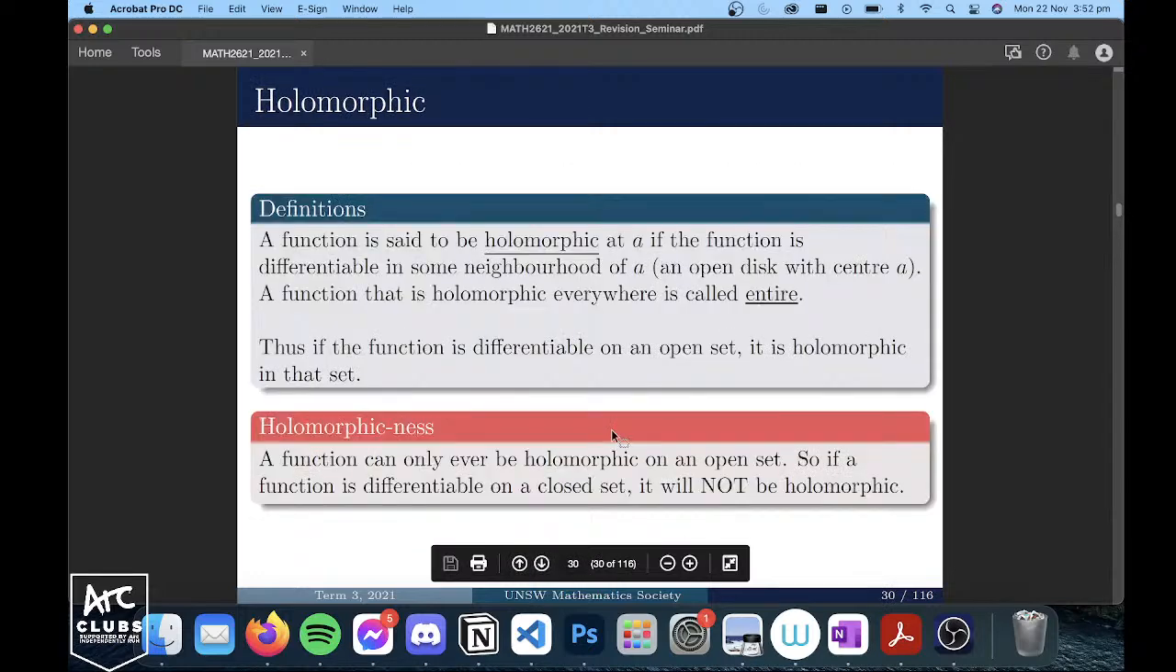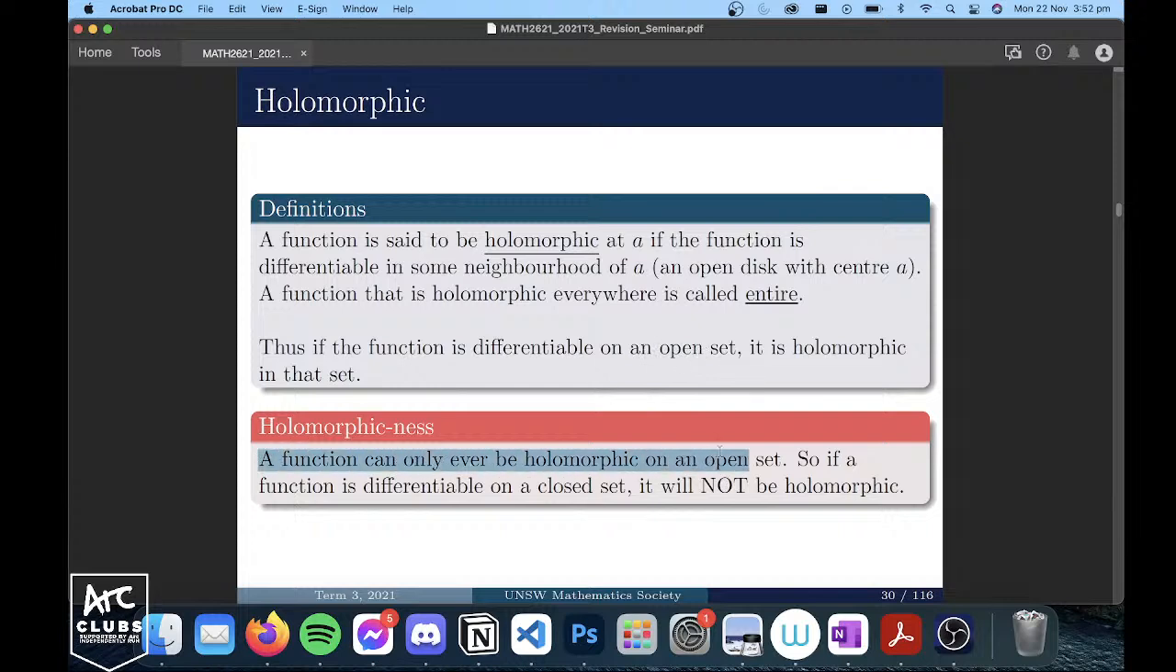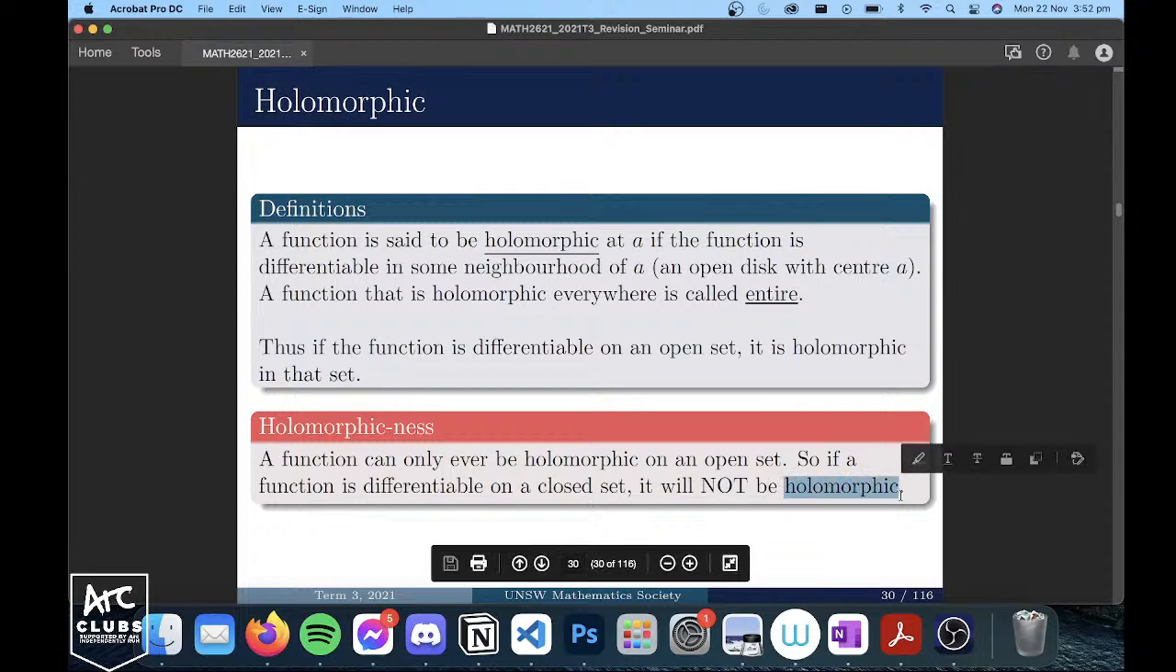Okay, let's talk about holomorphicness now. A function is said to be holomorphic if the function is differentiable in some neighborhood of a, and a function that is holomorphic everywhere is called entire. So basically what it's trying to say is it has to be an open set. A function can only ever be holomorphic on an open set. So if a function is differentiable on a closed set, it's not holomorphic. Basically holomorphic just means differentiable on an open set.